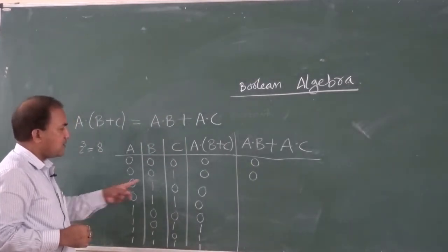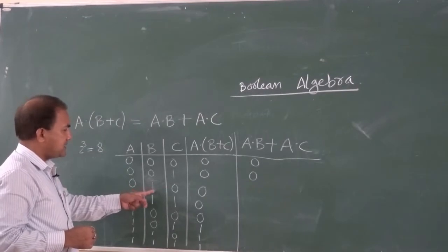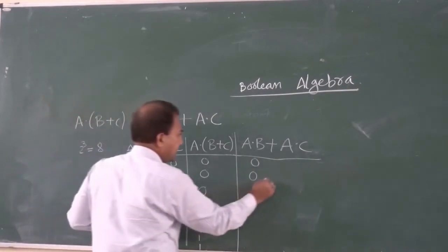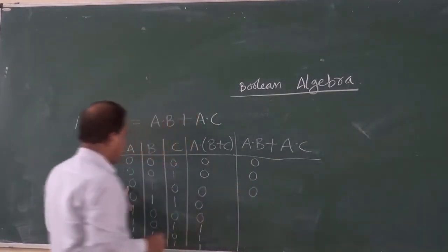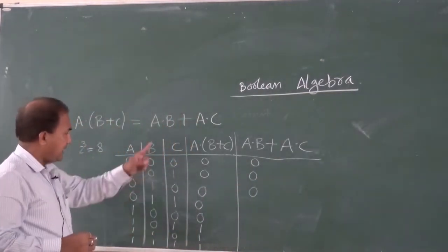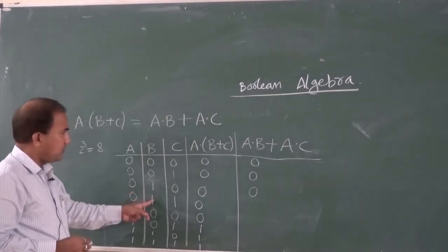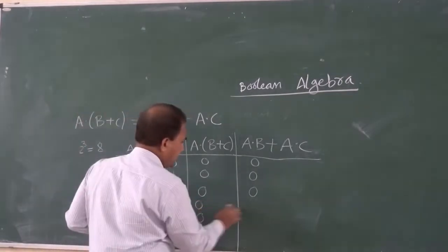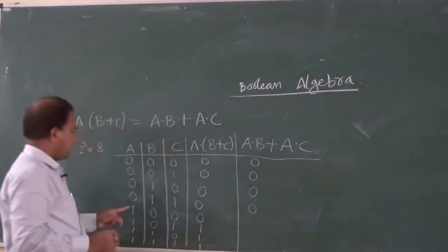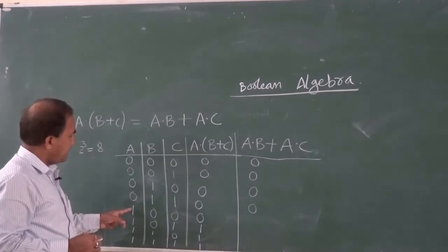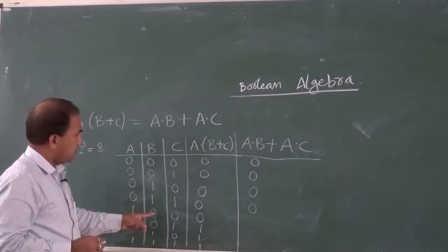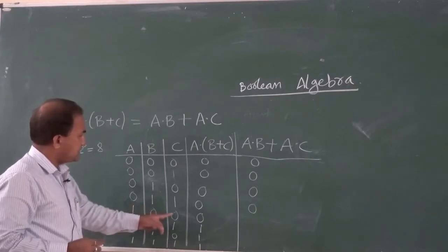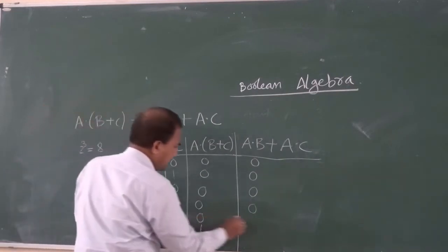For the case 0 1 0, A dot B is 0, and A dot C is again 0. So 0 plus 0 is 0. For the fourth case, A dot B is 0, and A dot C is 0. 0 plus 0 is again 0. Then the fifth case, 1 dot 0 is 0. Then A dot C is again 0. 0 plus 0 is 0.